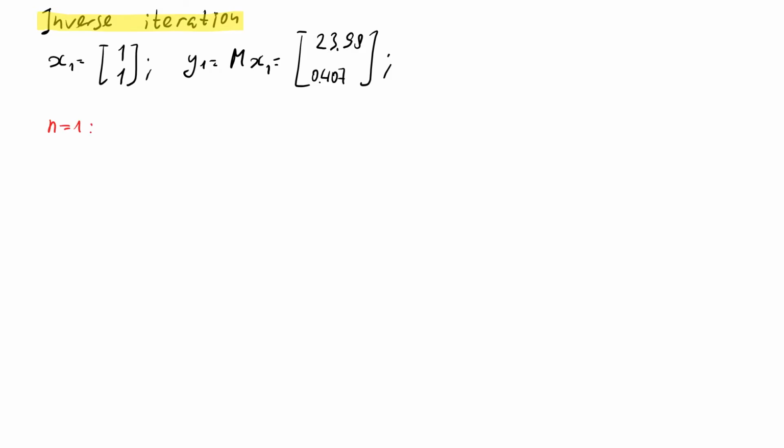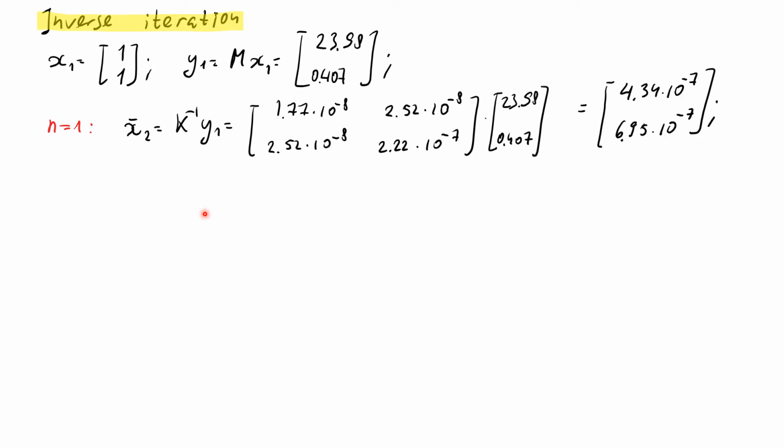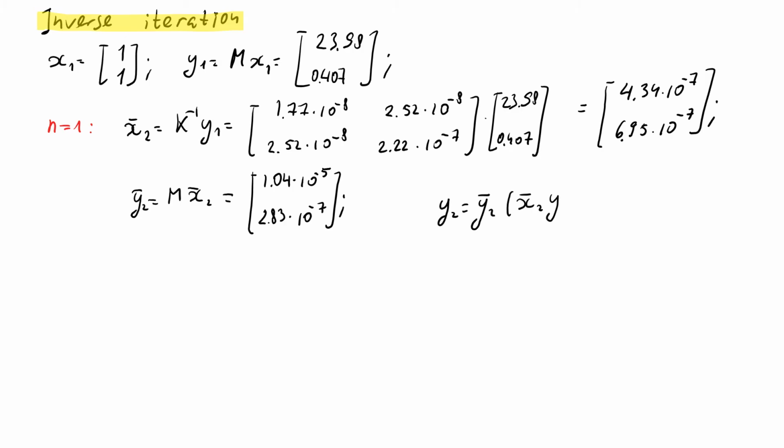Then we start our for loop with the first step. So by multiplying the inverse of matrix K with y1, this is our inverted matrix K, we obtain the following vector. Now this is the vector x bar 2. We plug it in here to obtain y bar 2, and now we have to rescale our vector y.